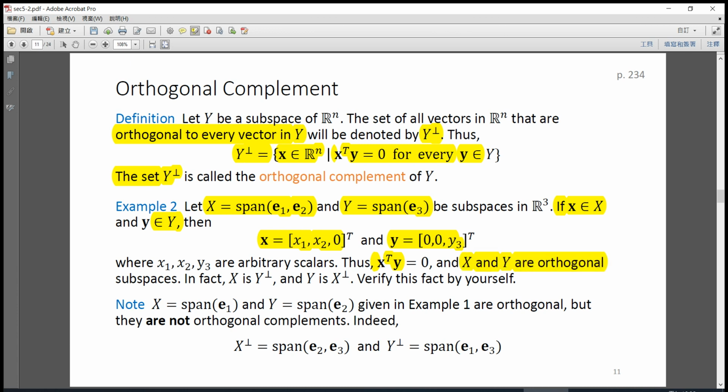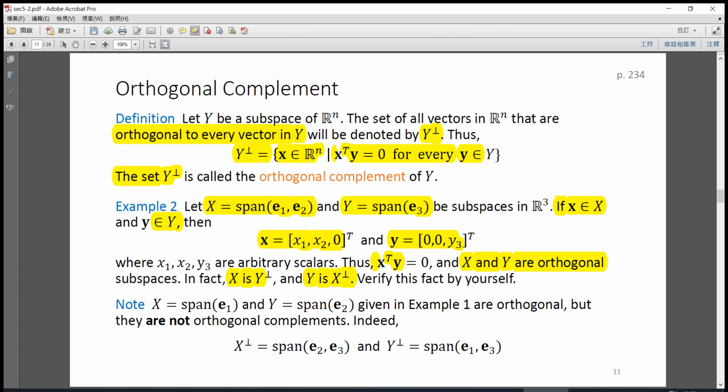always equals 0 for arbitrary scalars x1, x2, and y3, and therefore X and Y are orthogonal subspaces. In fact, X equals Y perp because every element in X is orthogonal to every vector in Y. And we also have Y equals X perp because every element in Y is orthogonal to every vector in X. You can verify this by yourself.